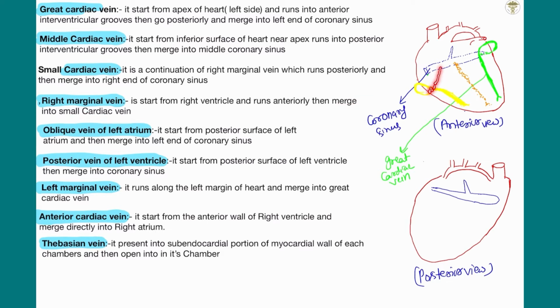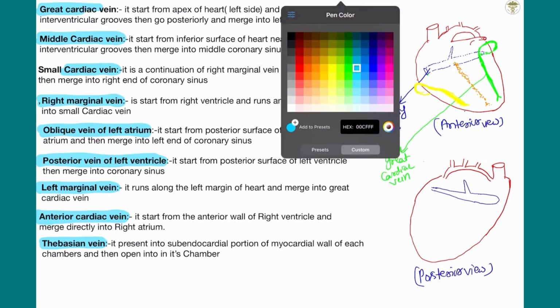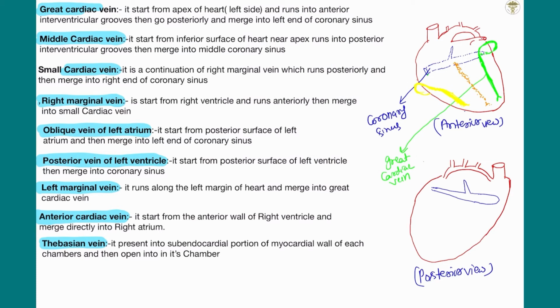The small cardiac vein is present in the posterior portion, so I will make it with a dotted line and a different color. When the right marginal vein goes anteriorly, after bending it goes posteriorly and merges into the small cardiac vein. So I will make the small cardiac vein with a dotted line. Why a dotted line? Because this is present in the posterior portion.